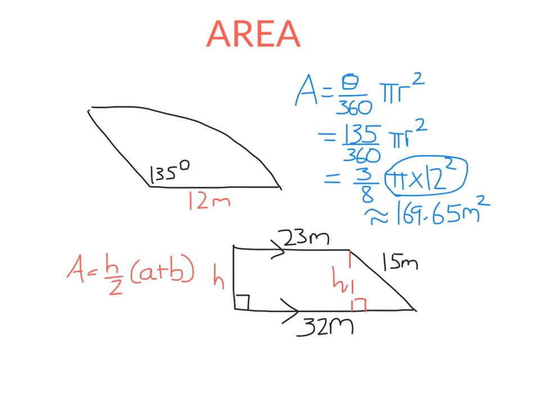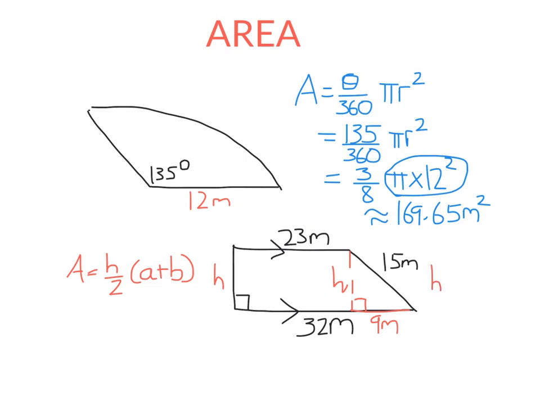This distance here is going to be the same as this distance there. They're both equal to H. So I want to find H. I have a right-angled triangle. Now, if it's 23 from here to here and 32 from here to here, then it must be 9 from here to here. This distance must be 9. So now we're going to find H using Pythagoras.